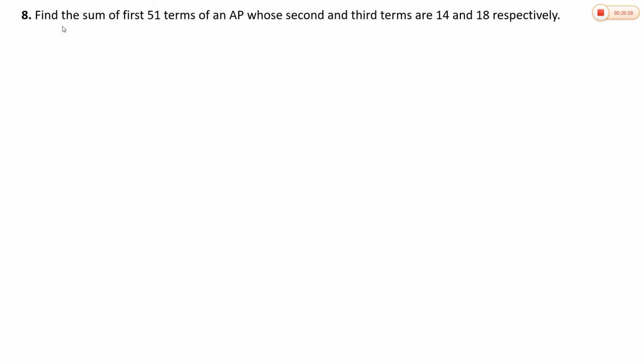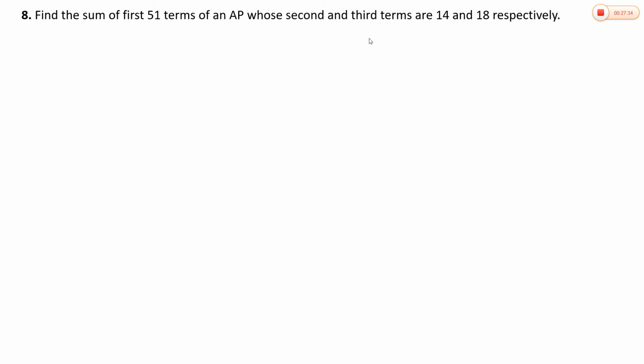Next problem is find the sum of first 51 terms of an AP whose second and third terms are 14 and 18 respectively. You have to find the sum of first 51 terms. That means S51 you have to find out, and the hints given are second and third terms are 14 and 18. A2 and A3 is given, that is 14 and 18. By using this hint you have to find the value of A and D first.